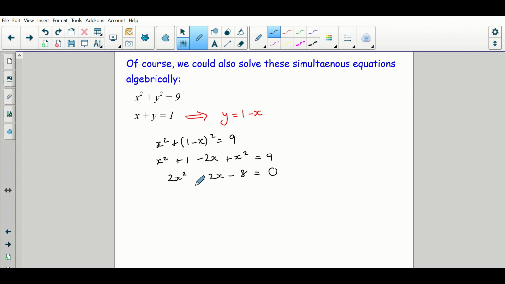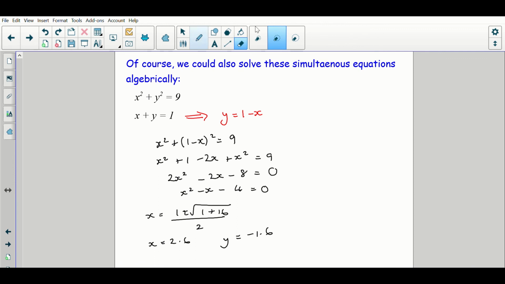So actually here it will be easier if we divide everything through by 2. And then I'm going to use the quadratic formula. And as we would expect, when I get x is 2.6, if I substitute that back in, I get y is -1.6. And then also my second solution, I get x is -1.6, substitute that back in, I get y equals 2.6.